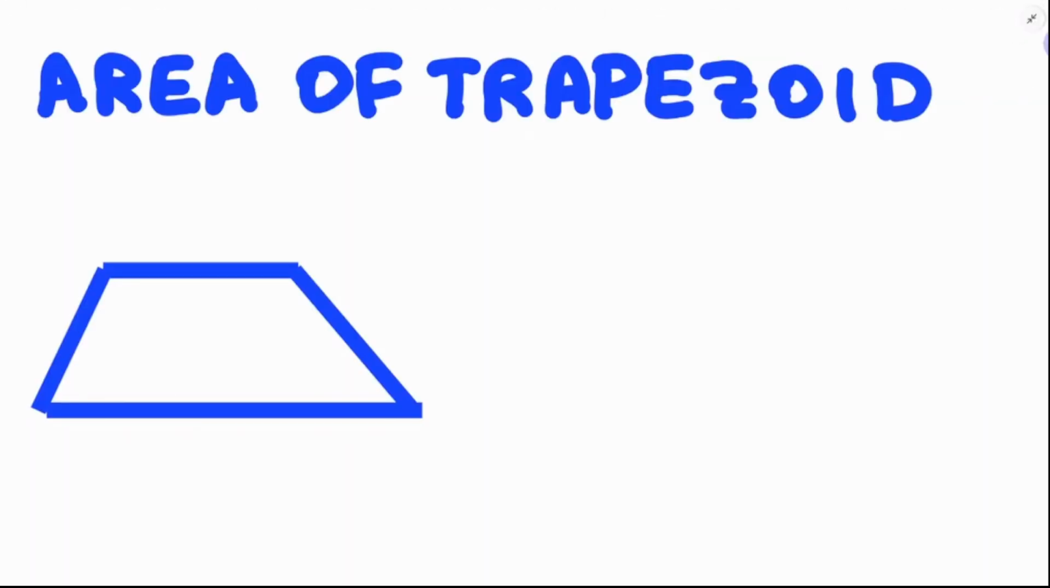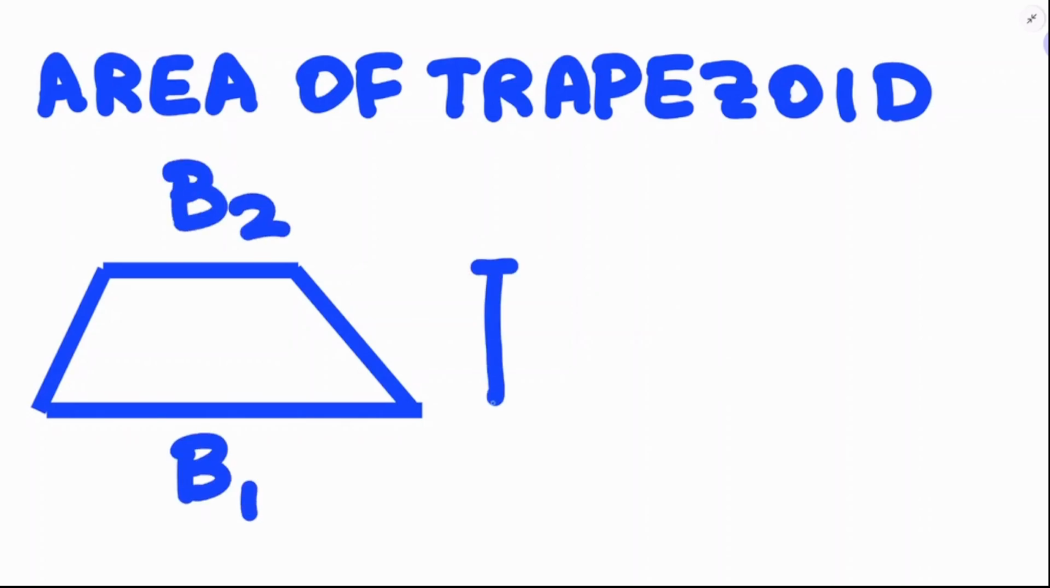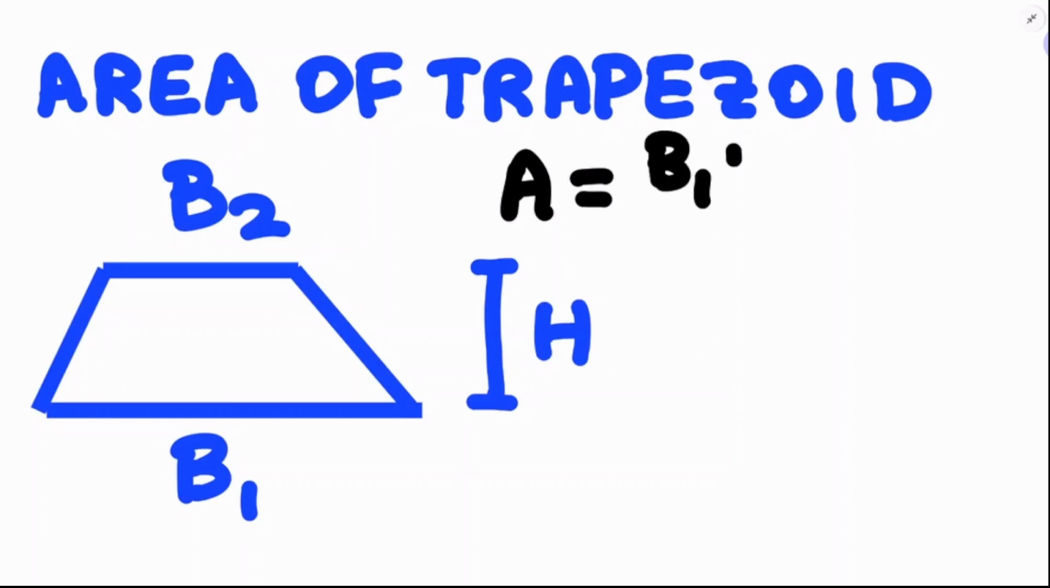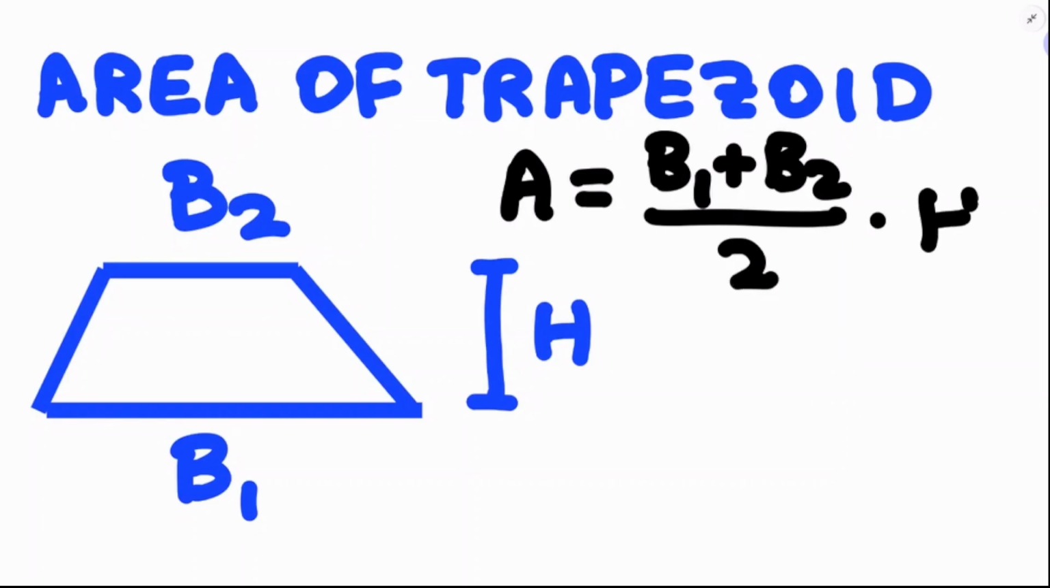All right, so you may remember from geometry class that if you've got base 1 and base 2 of a trapezoid, and it's got this height h, that the area is equal to, you average the bases, so base 1 plus base 2 over 2, and then you multiply by the height.